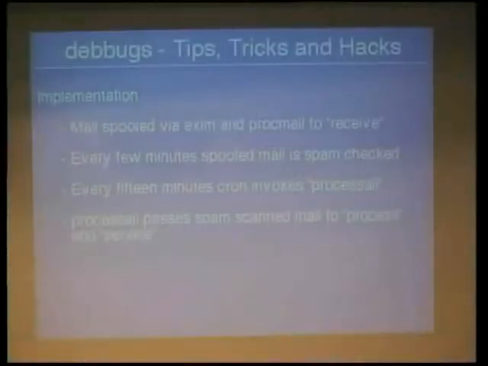Okay. So, the implementation. We start off with mail. Mail comes in, gets through XM, goes through procmail, some of the spam stuff gets deleted, then it gets to receive. Receive is a little script that just dumps basically the contents of the mail into a file in spool incoming. Every 5 minutes at the moment, but basically every few minutes, all those things get spam checked, and most of them thus get deleted. Every 15 minutes, so 3 minutes past the hour, 18 minutes past the hour, 33 minutes past the hour, and 48 minutes past the hour, processor gets invoked, and that's when bugs actually get processed.